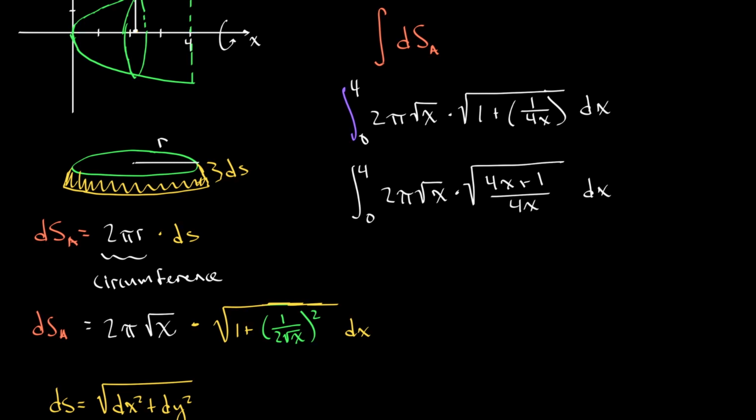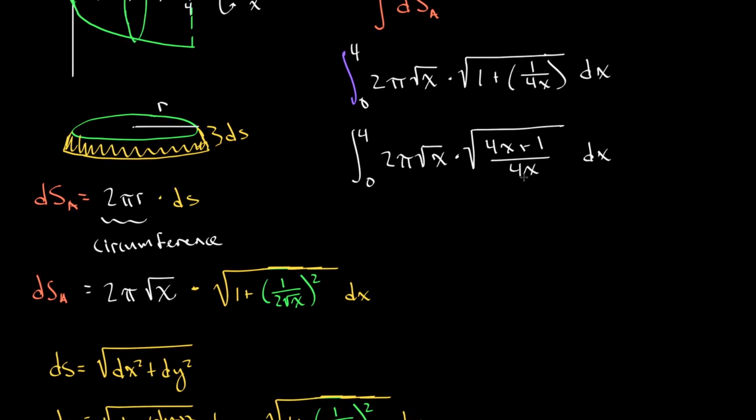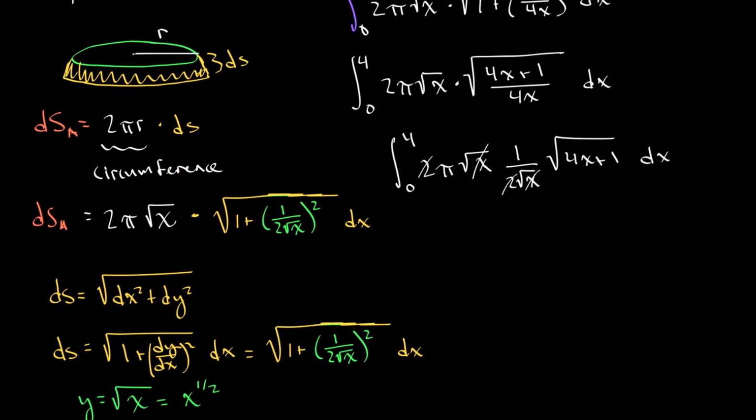And what I want to do now is I want to take this 4x out of our radical. So we'll have the definite integral 0 to 4, and then 2 pi times the square root of x. And then I want to take this 4x out of the radical. So we're going to have 1 over 2 times the square root of x, and then times the square root of 4x plus 1. So after all of that, you can see we got some nice simplifications to happen. This right here, square root of x is going to cancel, and the 2's are going to cancel. That is nice. So we're left with this.